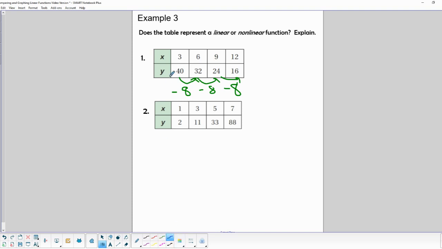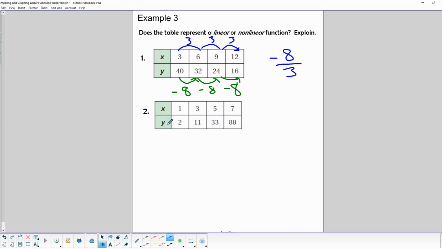What about on our x values? We go from 3 to 6, that's an increase of 3. 6 to 9, 3. 9 to 12, another increase of 3. So our change in y over the change in x is negative 8/3, and it's a constant rate of change.